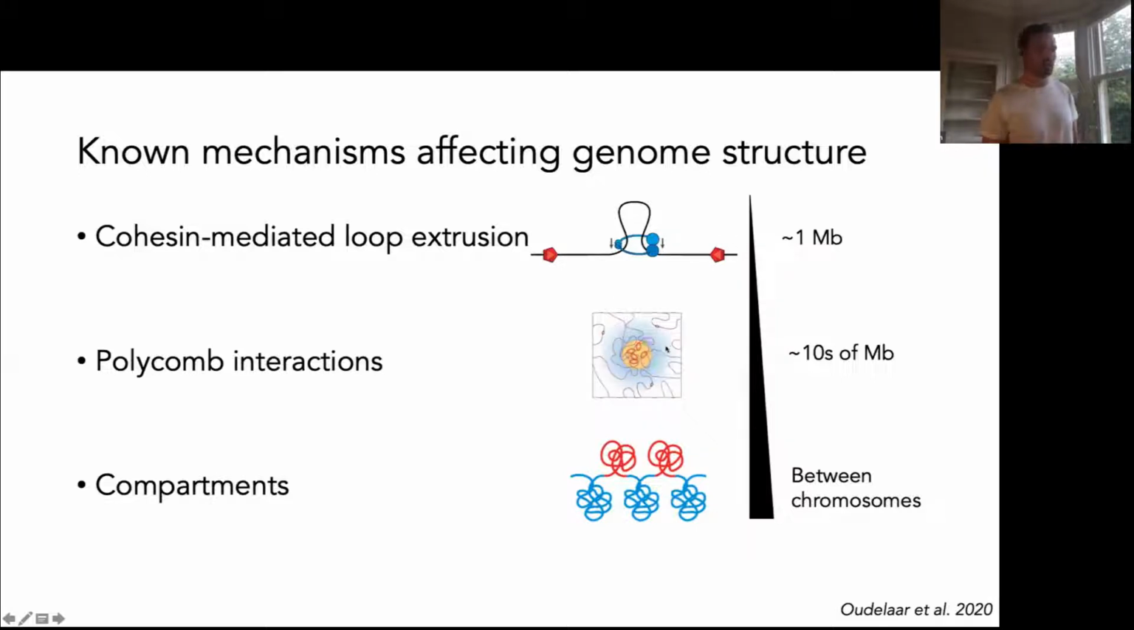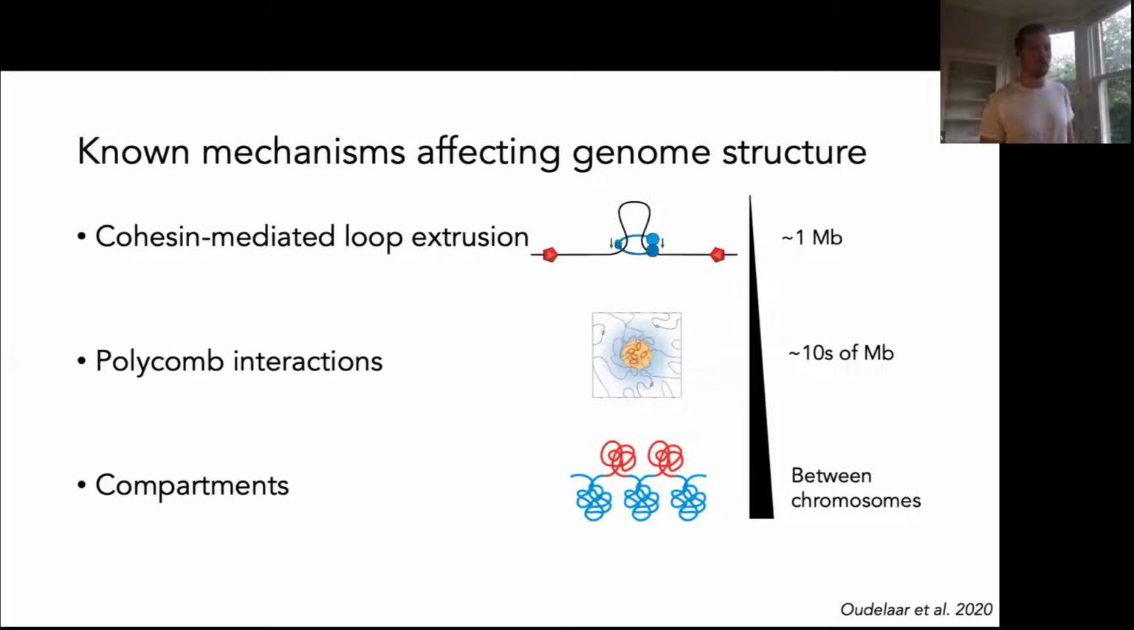And on the larger scale, we also have polycomb interactions. Regions in the genome that are bound by polycomb can both interact in local domains, but also with each other across very large distances, several tens of megabases apart.